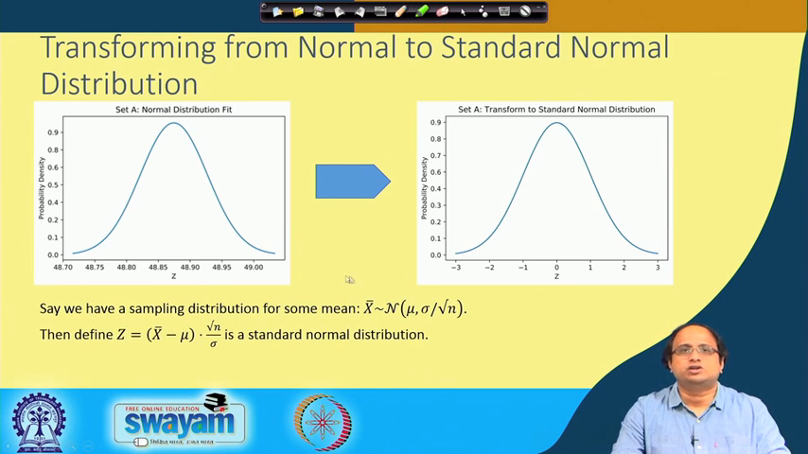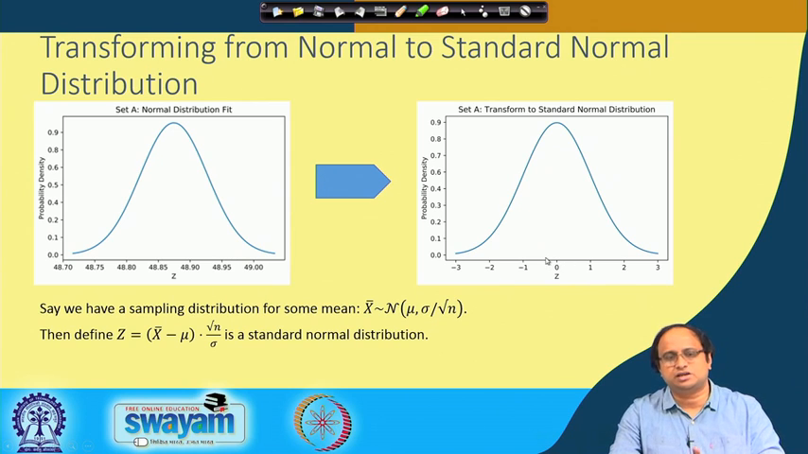So, let us take our example. This is our power trace, for example. We have fitted that into a normal distribution, and we would like to convert this into a standard normal distribution. In a standard normal distribution, you have the mean as 0 and the standard deviation, or sigma, as 1. Therefore, the normal distribution is N(0, 1).